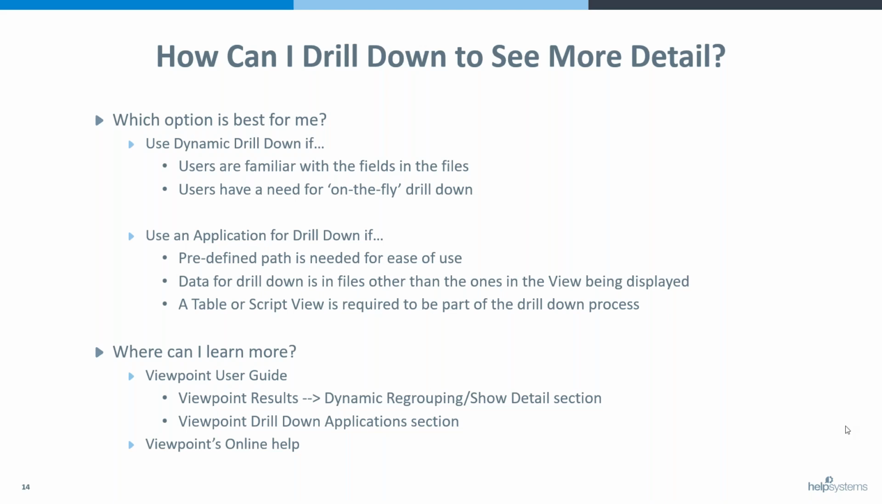So you can see that both the dynamic drill down and the application drill down are quite powerful and very user-friendly, but they do each have their own place. So you'll want to use the dynamic drill down if the users are familiar with the files in the view or the fields in the view, and they know exactly what they're looking for, or if they need some flexibility for their drill down options. However, if you need to provide more structure for drilling, or the data that needs to be drilled into isn't in the initial view, or if you want to use a SQL host table or a script view as part of your drilling either from or to, that's when you would want to definitely use the application drill down.